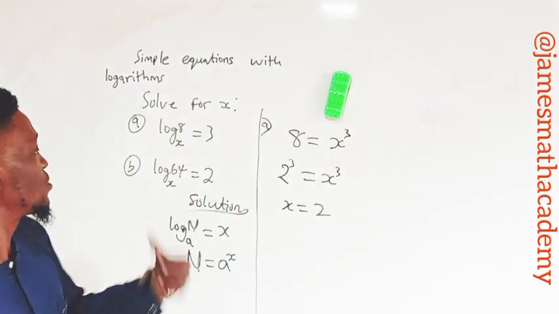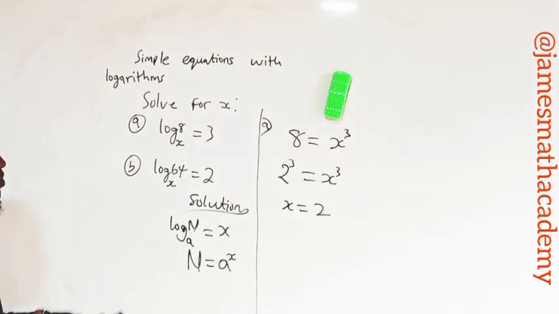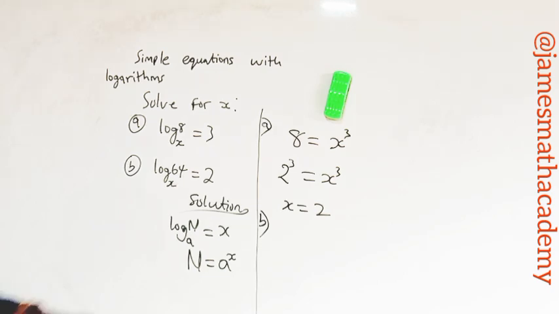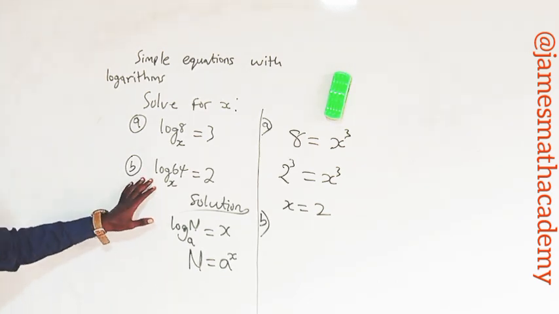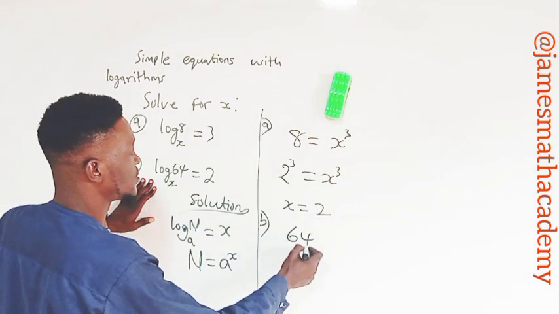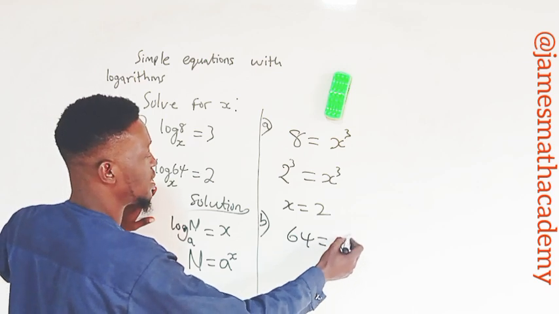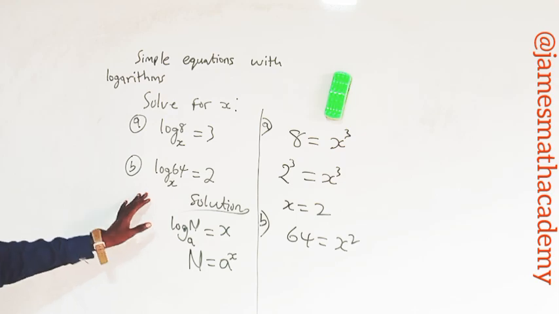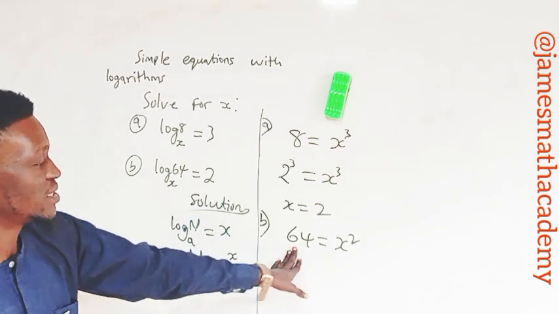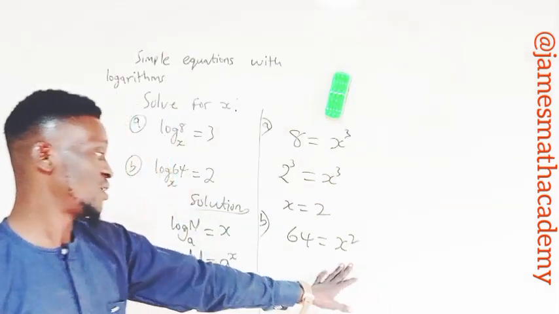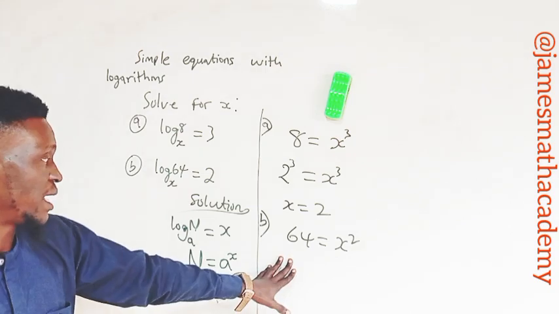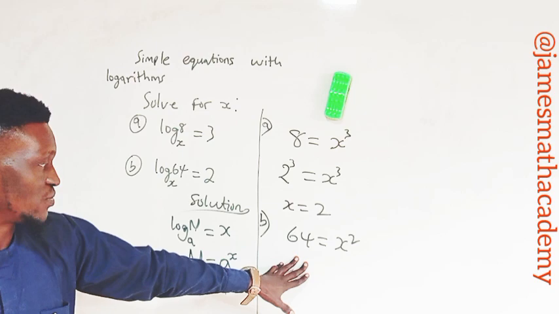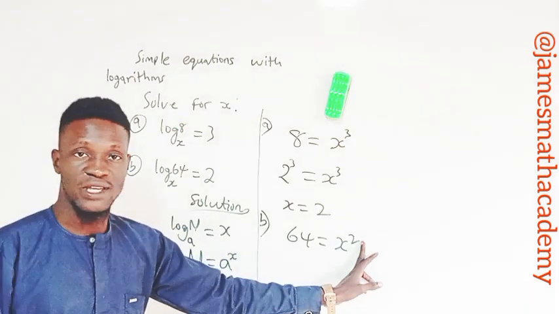So let's dive into question number 2. In question number 2, we are also given a logarithm of the same form. So this can also be written as 64 is equal to x raised to power 2. Of course, this is not in exponential form, while this is in exponential form. We have to look for a number which, if you multiply it by itself in 2 places, will give us 64, because this one is a square.